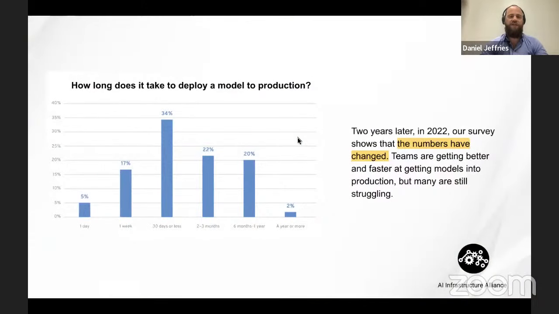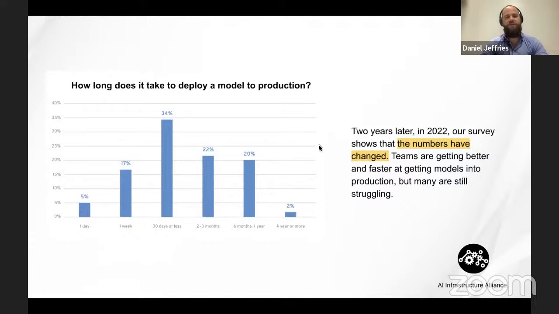Now, the nice thing is we found that the numbers have in fact changed 2 years later. Teams are getting better and faster at getting models into production. As many as 34% take 30 days or less, 17% a week, 5% 1 day. Some are still taking 2 to 3 months, right? And some are still taking 6 to 8 months. This is mirroring the kind of DevOps-level deployments that we're seeing now, where more elite teams are able to deploy faster.